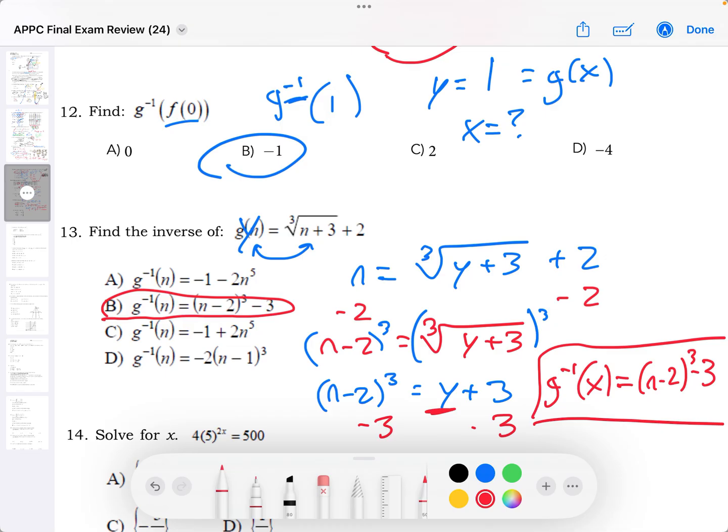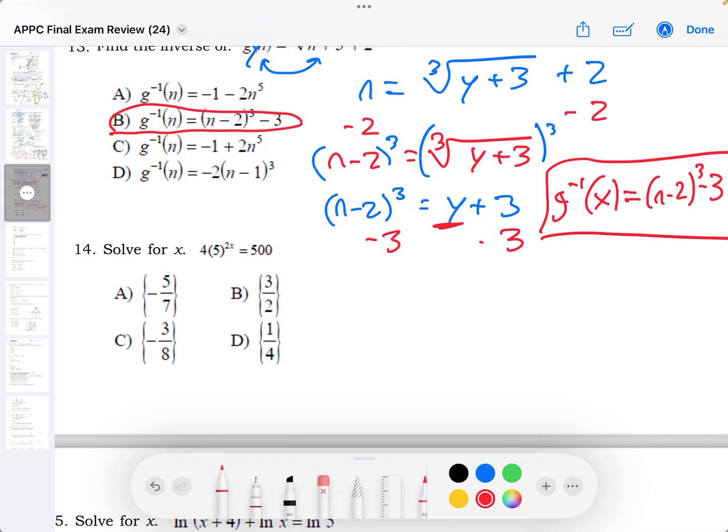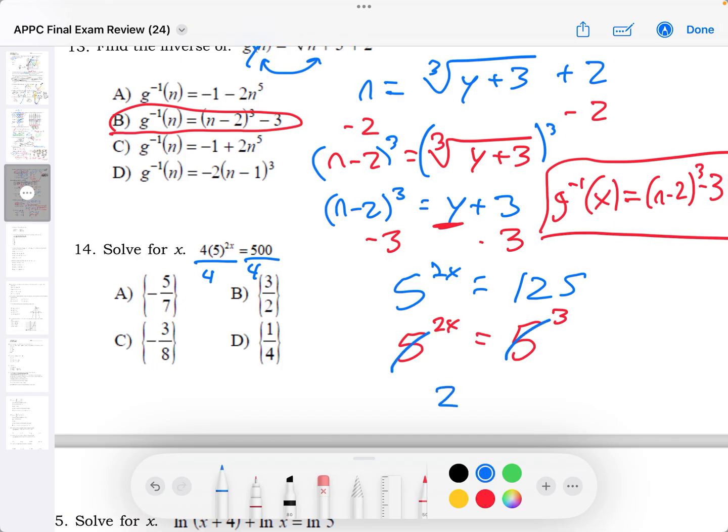All right, now I'm going to have one that is going to include some solving. This one is already kind of friendly to solve, so I can go ahead and undo some things. First of all, let's divide by 4. I've got 5 to the 2x, that's a 2, I swear, equals 125. 125 is a multiple of 5 right there, or specifically 5 to some power, so I can rewrite this as 5 to the 3rd power. Anytime I can create a common base, I therefore will know the exponents are equivalent. So 2x equals 3, divide by 2, x equals 3 over 2.